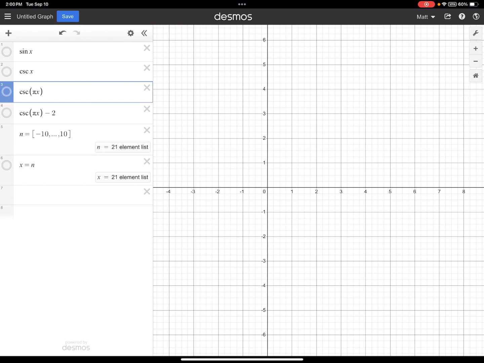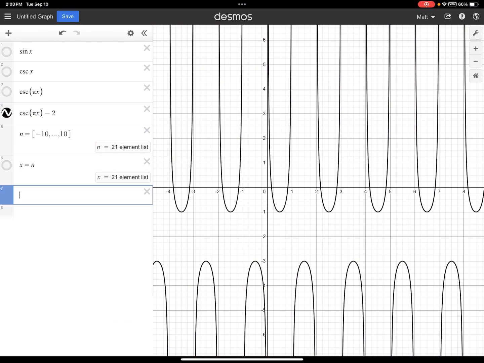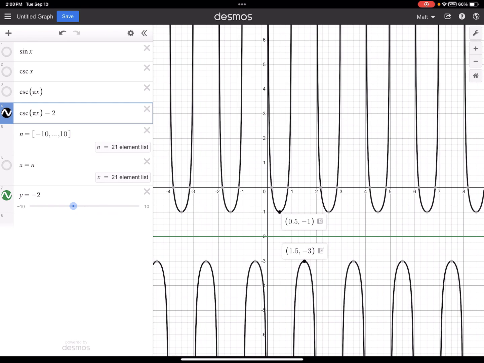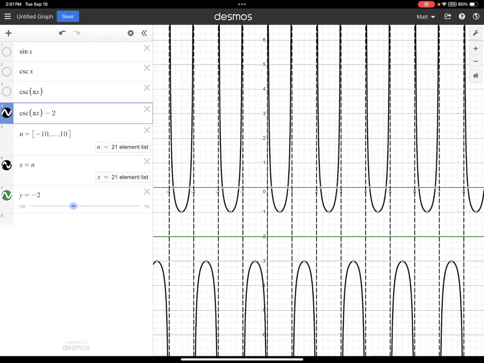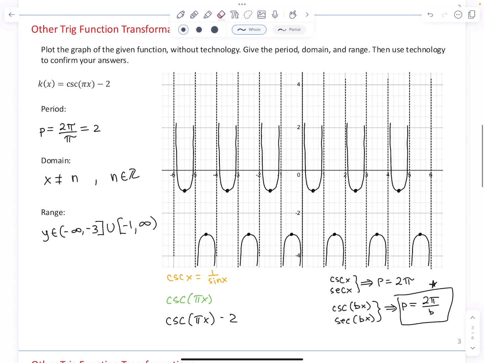Now let's shift that graph down. The midline corresponds to the vertical shift, so it's at y equals -2. And these maximum and minimums are 1 unit above and below the midline. We create a list of integers from -10 to 10, and then let x equal those numbers, and that gives us our asymptotes. All right, moving on.